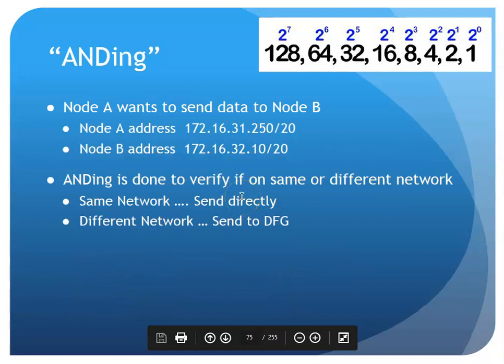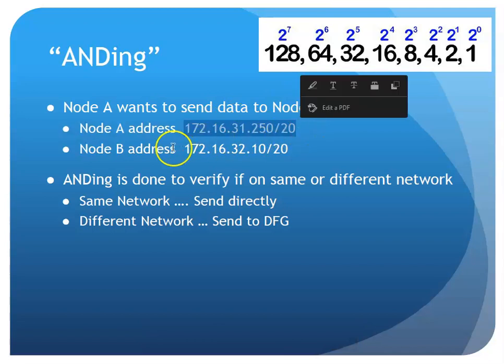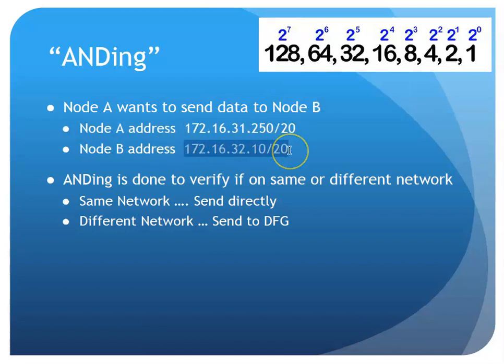So here's a scenario. Let's say node A wants to send data to node B. Node A, this is its IP address and subnet mask, and here's the B IP address and subnet mask. ANDing is done to verify if they're on the same network or not. If they are, it can send directly. If not, it needs to send it to the router, and the router can forward it on.